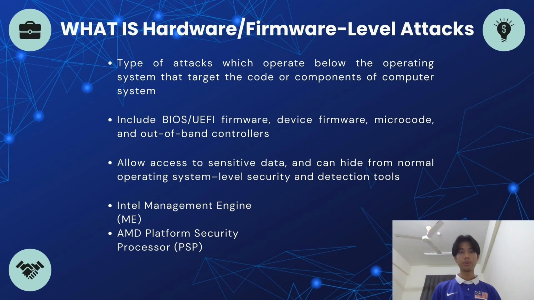What are firmware and hardware level attacks? Hardware and firmware level attacks target code that runs below the operating system, such as BIOS or UEFI firmware, device firmware, microcode, and dedicated management or security processors. Because this code runs with a higher privilege than the OS and often survives OS reinstallation, attackers can remain hidden, persist long-term, access sensitive data like encryption keys, and evade normal security.